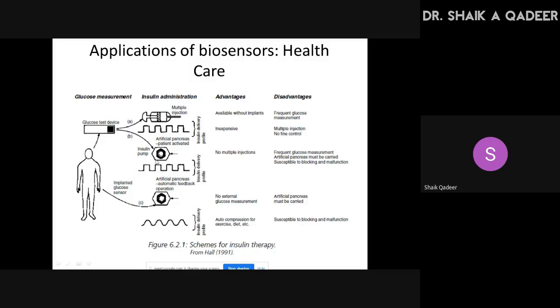One more is the artificial pancreas. If an artificial pancreas is implanted internally in the human body, in that case there is no need to frequently provide the measurement of glucose. It takes care of measuring the glucose content and then providing the necessary insulin administration from that artificial pancreas. Still, this is not closed loop.